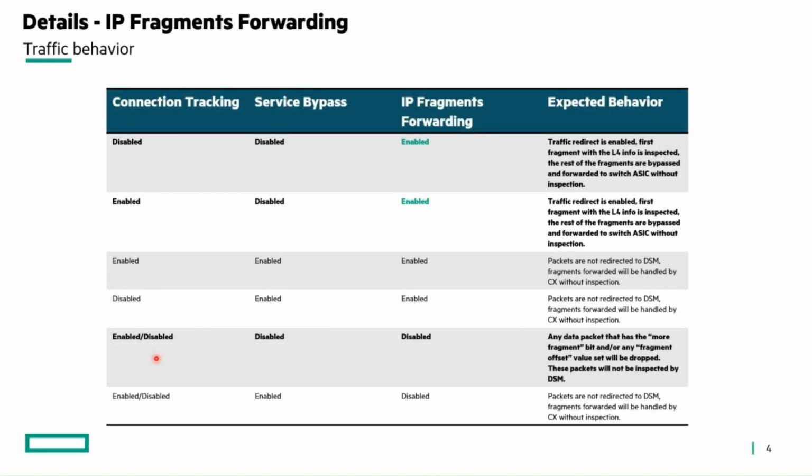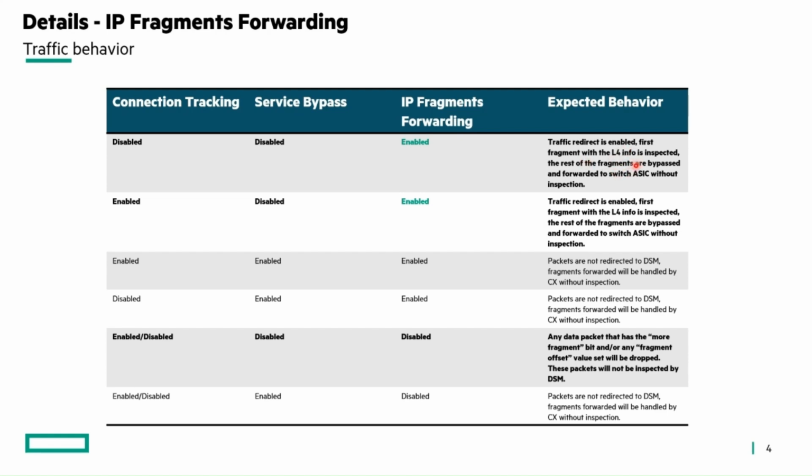The traffic behavior, I would want to spend some time here. Why have I marked these two in green? Because this is where the usage of that knob is happening. Even if you have connection tracking enabled or disabled, and you have service bypass disabled, that means you are redirecting the traffic to DSM. And if you have this IP fragments forwarding knob enabled, the traffic redirect is enabled. The first fragment with the L4 info is inspected. The rest of the fragments are bypassed and forwarded back to the switch ASIC without inspection, and they get normally handled, meaning it gets to the destination.